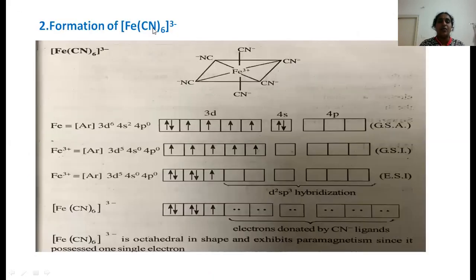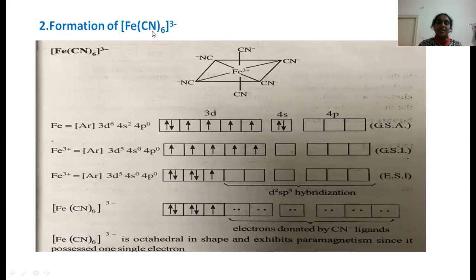Whereas in this example, hexacyanoferrate, iron's atomic number is 26, so argon 3d6 4s2. In this case the metal has charge x and the 6 cyanides carry a total of 6 minus charge, so overall -3, hence the metal gets +3 charge. So we have to remove 3 electrons, so it becomes 3d5 4s0. We write the electrons in the orbitals like this.